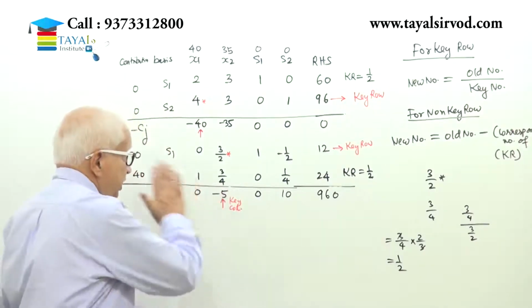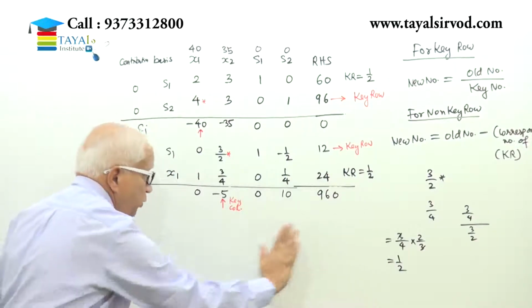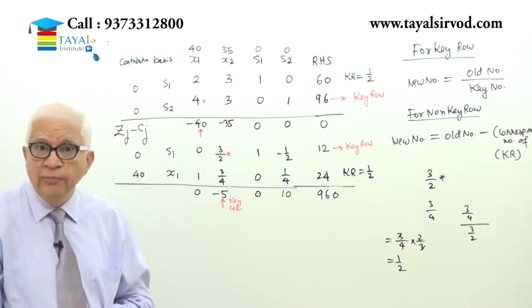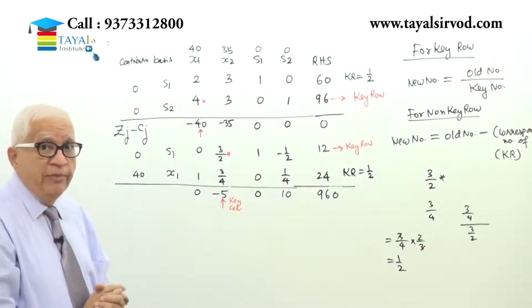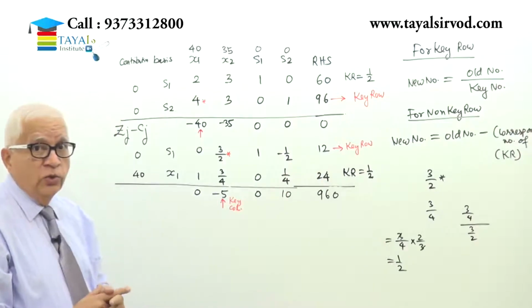Now see, these numbers here are the old numbers. What I am going to write in the new table are the new numbers. What are the changes happening in the basis? Where is the outgoing arrow? The outgoing arrow is over here. Key row is over here.